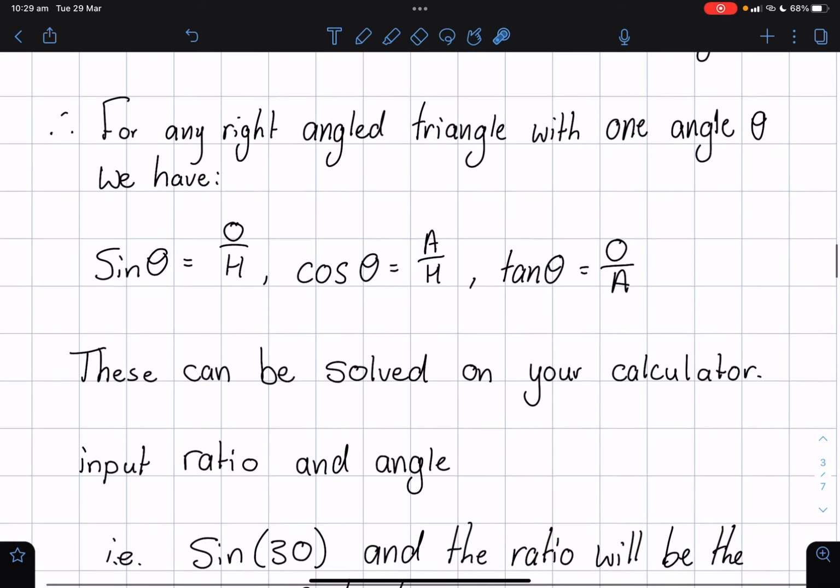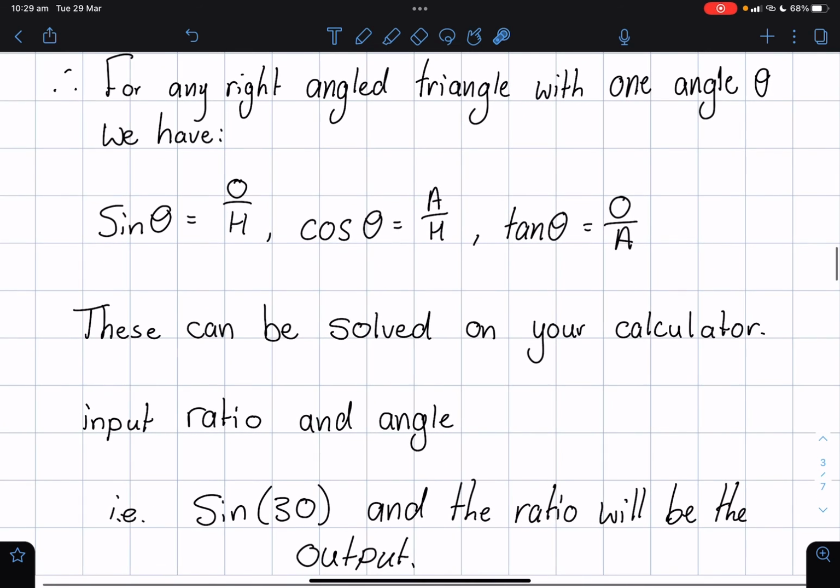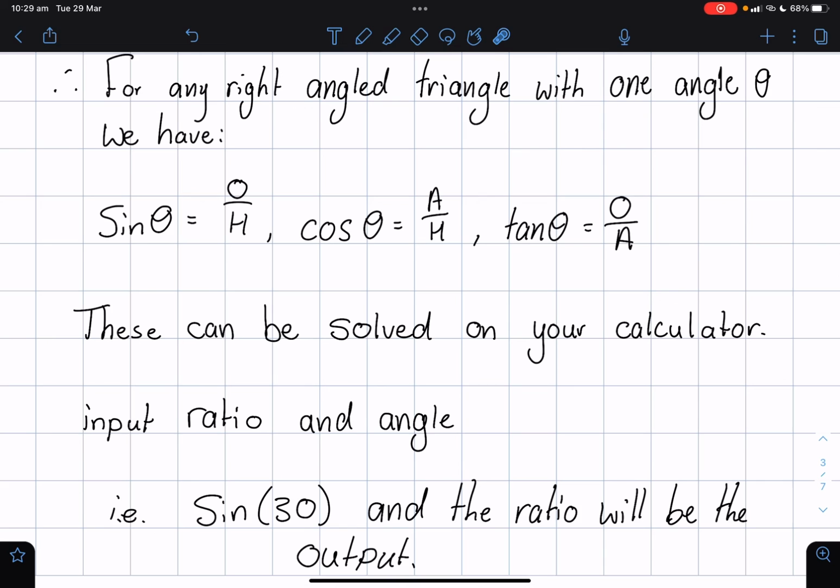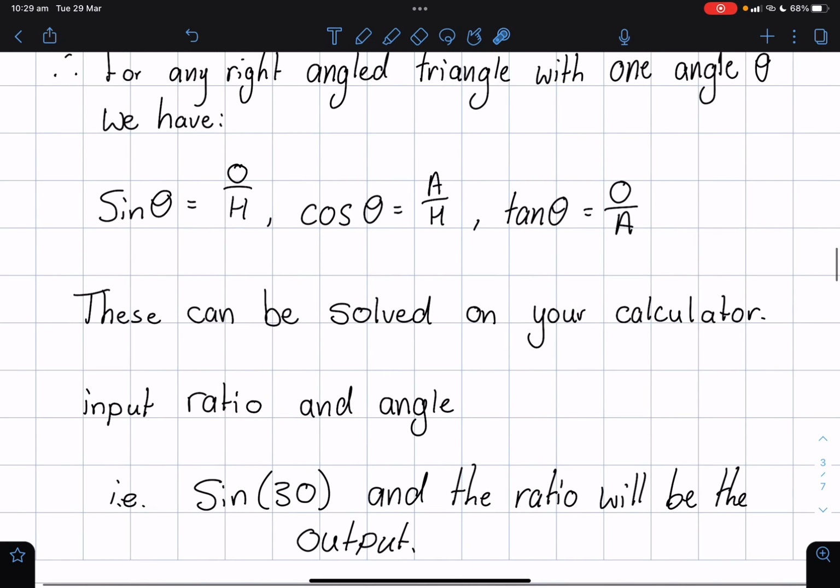All right, so for example, if you're wanting to find the sine ratio of 30, so our opposite over hypotenuse ratio, you would push the sine button on your calculator and then in brackets put 30 next to it, and it will actually give you the answer of opposite over hypotenuse, okay? Hopefully that is really clear where those ratios come from.